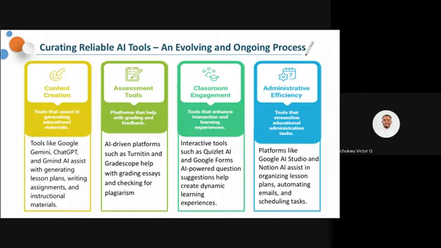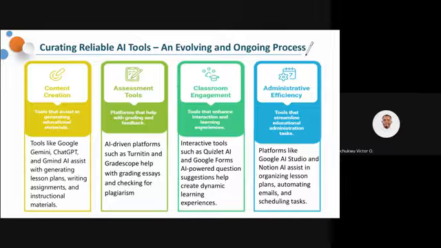So, creating reliable AI tools in terms of content creation, assessment tools, class engagement, and administrative assistance. These are the areas that address teacher functions in the classroom. You understand? Creating content. When you say content, we're not talking about social media, we're talking about content relating to pedagogy. Tools like ChatGPT, Google Gemini, Gmind AI, assist in generating lesson plans.